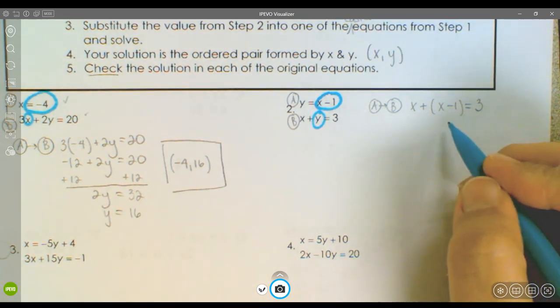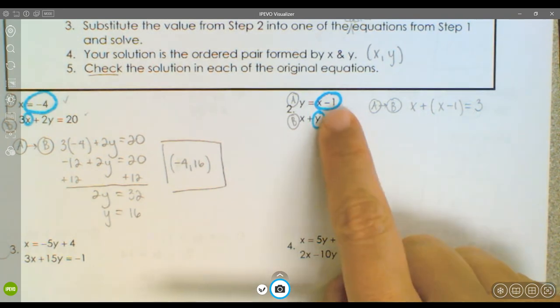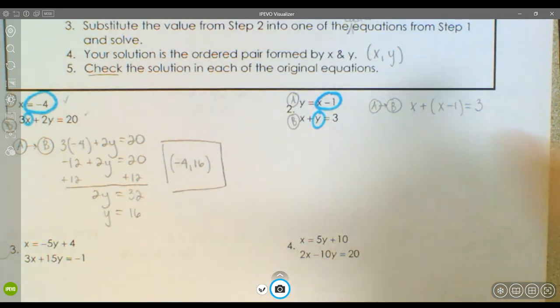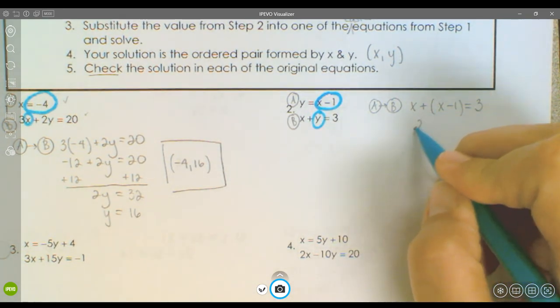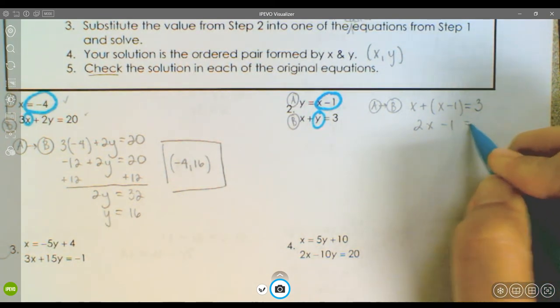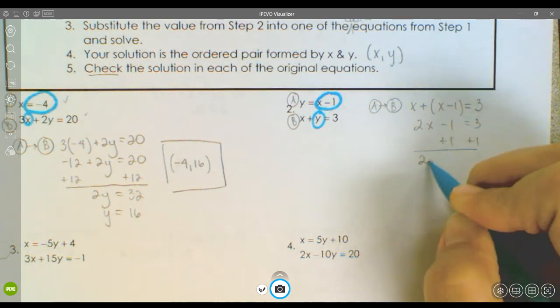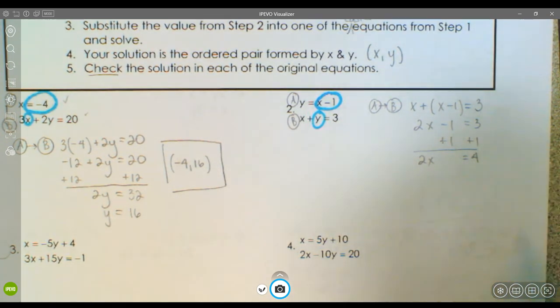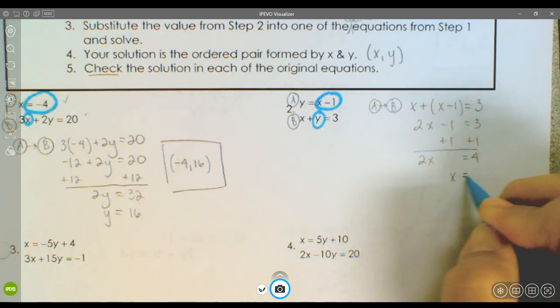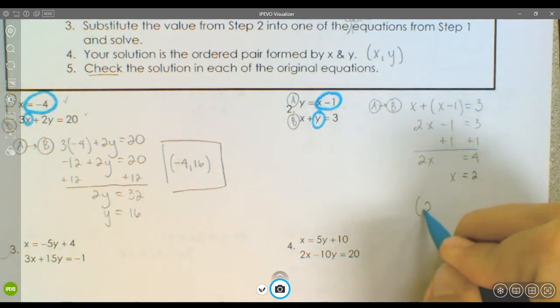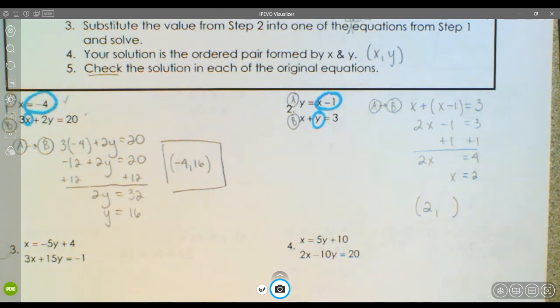And the parentheses were just there for me to tell you this number is set apart, but now I can just start solving. x plus x is 2x minus 1 equals 3. When we add the 1 to both sides, we find that 2x equals 4. Dividing by 2 tells me that x equals 2. Okay, so I know what x equals. Now I need to find y.